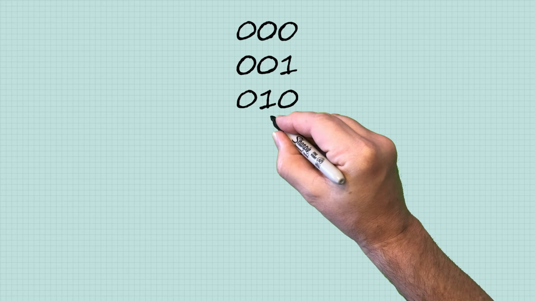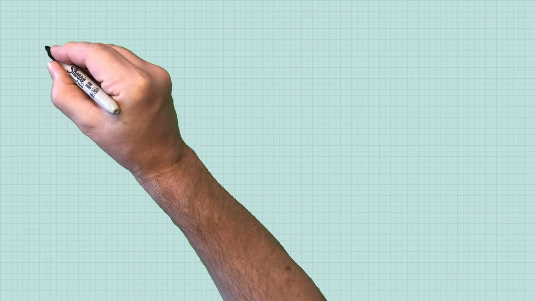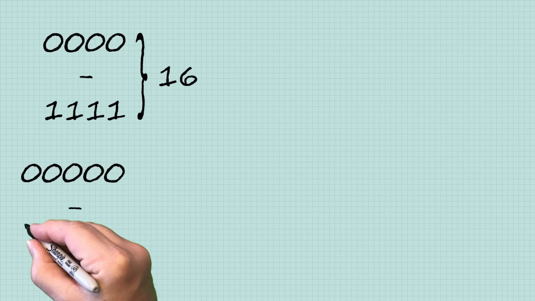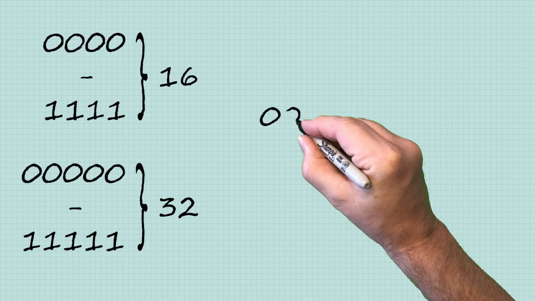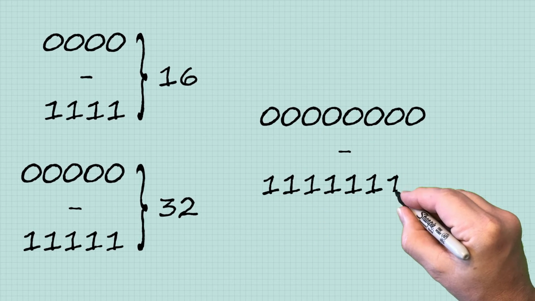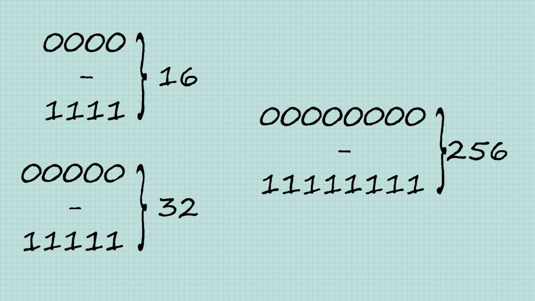Put 3 together and we now have 8 possibilities. And each time we add a bit, we double the number of combinations. 4 gives us 16, 5 gives 32, and so on. By the time we get to 8 bits, we have 256 combinations available, which is much more useful than the 2 possibilities given by our single bit.